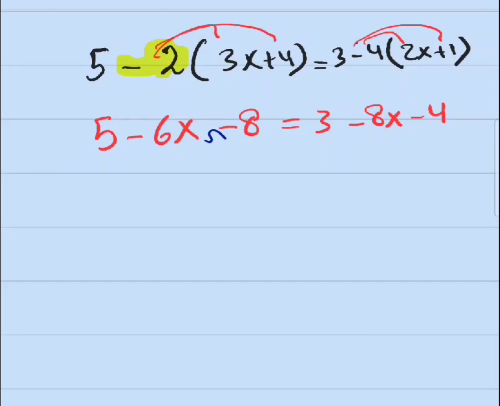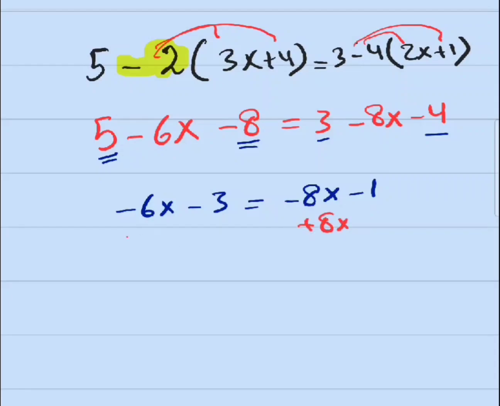Now let's combine like terms. So we can combine those two on the left and 3 and negative 4 on the right. 5 minus 8, that's going to be negative 3. And 3 minus 4 is negative 1. Now, let's add 8x to both sides. This will give us an x variable on the left side, and it's going to be positive. And let's add 3 to both sides, so we can get a constant term on the right side.